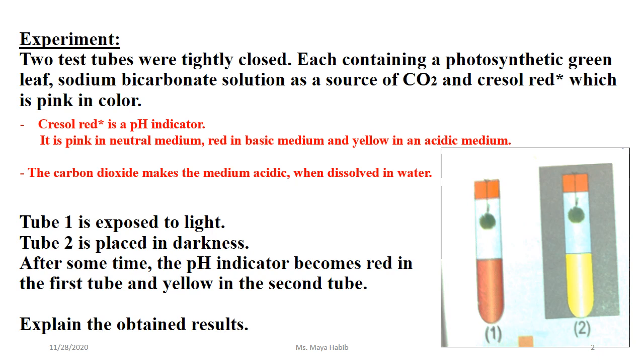Tube 1 is exposed to light. Tube 2 is placed in darkness. After some time, the pH indicator becomes red in the first tube and yellow in the second, as you can see in this figure. How can the obtained results be explained?